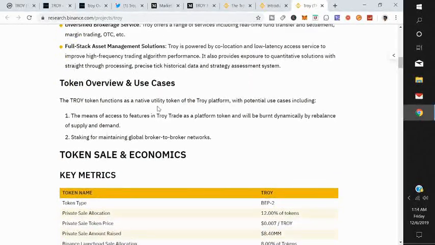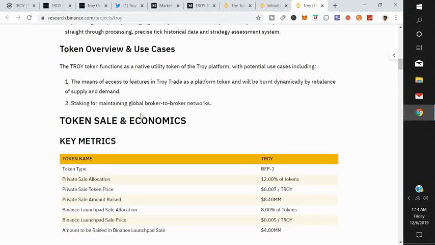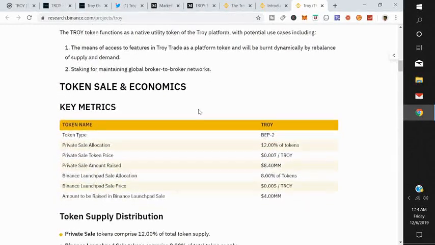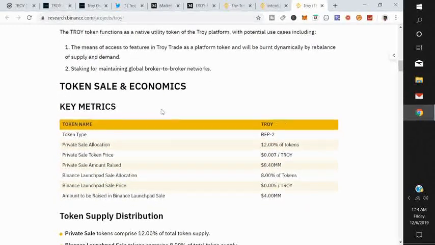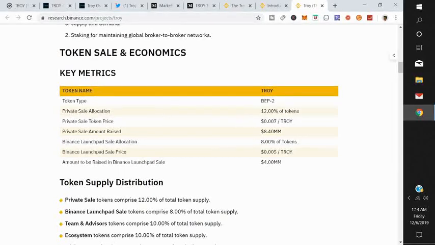Token overview and use cases. The Troy token functions as a native utility token of the Troy platform, with potential use cases including the means of access to features in Troy Trade as a platform token, which will be burnt dynamically by a rebalance of supply and demand, and staking for maintaining global broker-to-broker networks. Token selling economics, key metrics. So the token type: it is a BEP2 token, which is a Binance Chain token.